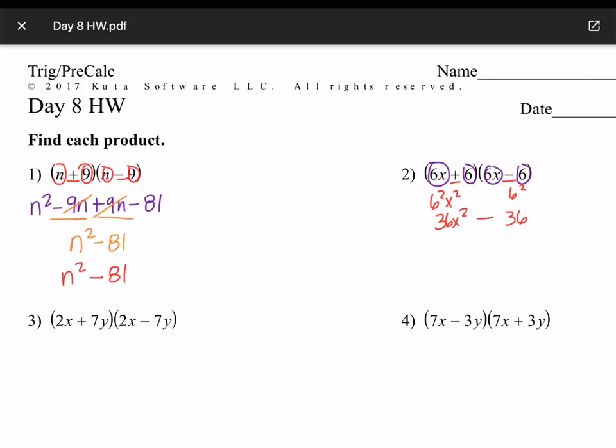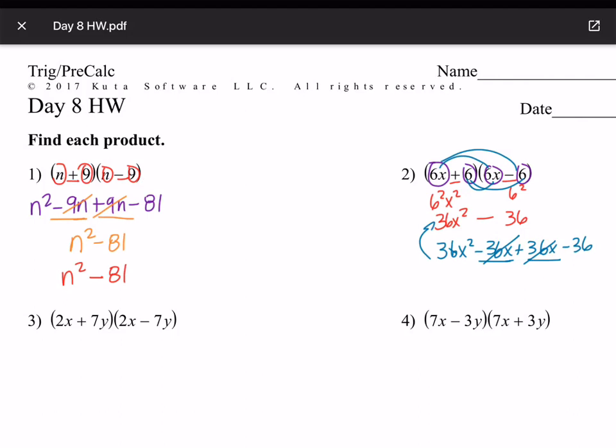Again, if we were to do it the long way, let's go ahead and show you that. So if we were to distribute the 6x and then the 6, I would get 36x squared minus 36x plus 36x minus 36. Notice how minus 36x plus 36x cancel out, and again, that would be my final answer.